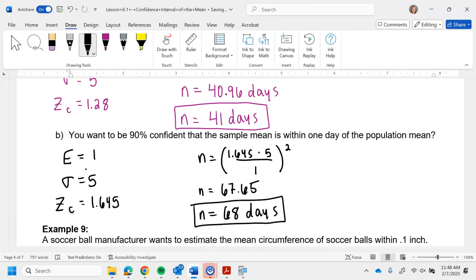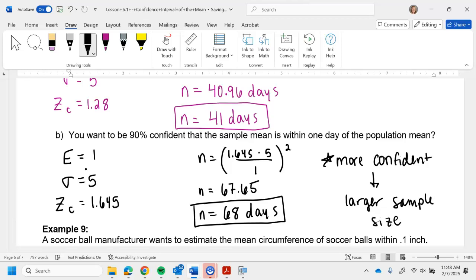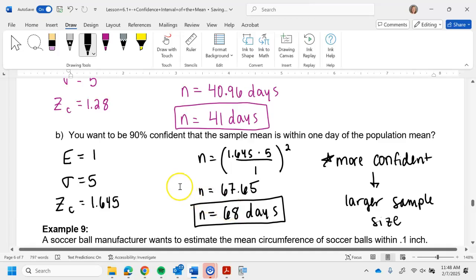So we can see here that when you want to be more confident, that means you need a larger sample size. Okay. Always, always. It follows for any time. Okay. All right, we have 2 more problems to do. Let's give it a shot. If you want to pause here and try them yourself and then come back and check, go ahead.